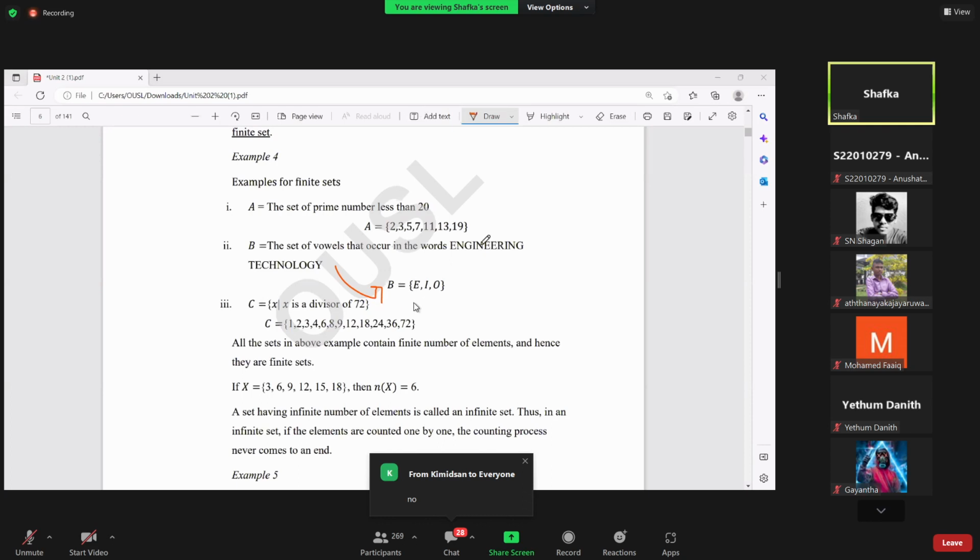No. Why? If it's not correct, then what's the reason? It's repeating. But here, no elements are repeating. You have to list down the vowels that occur in the word. Okay?